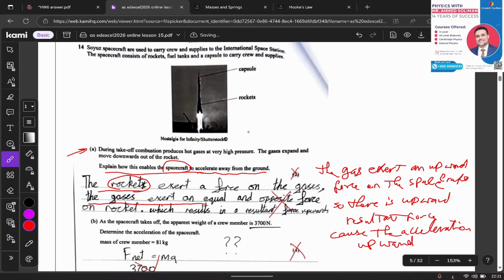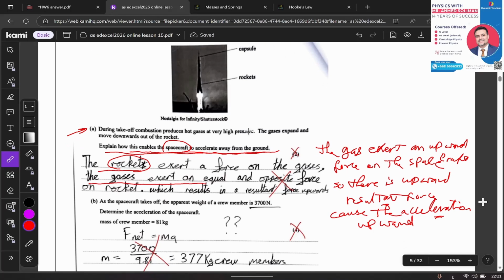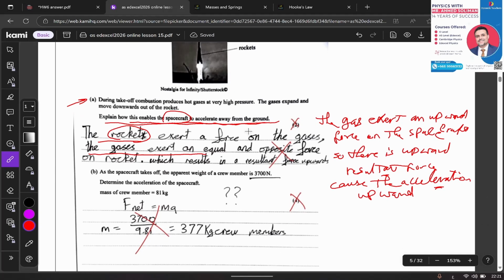Now we explain how this enables the spacecraft to accelerate away from the ground. If you write why we have acceleration, it is because we have a resultant force. Be careful while writing: he wrote that it results in a resultant force upward. So resultant force upward is correct, and the student can gain the full mark. But it will be better to write like this.